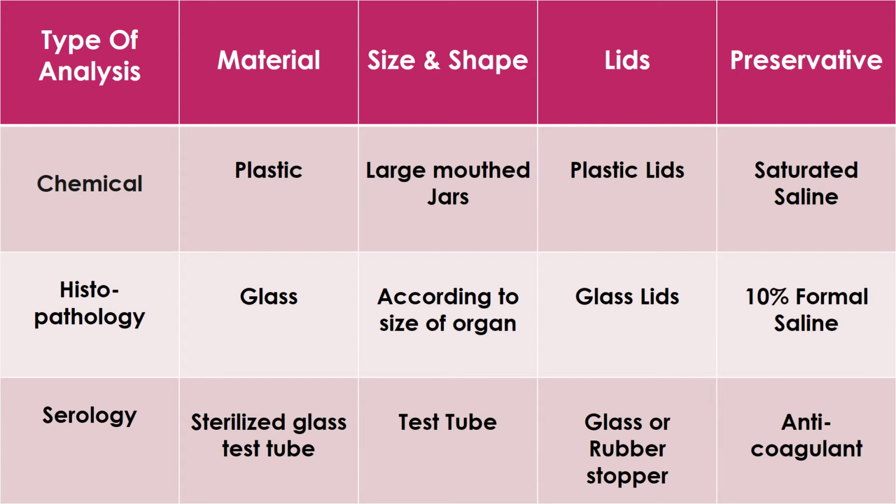Type of analysis: chemical, histopathology, serology. Material: plastic, glass, sterilized glass test tube. Size and shape: large mouth jars, according to size of organ, test tube. Lids: plastic lids, glass lids, glass or rubber stopper. Preservative: saturated saline, 10% formal saline, anticoagulant.